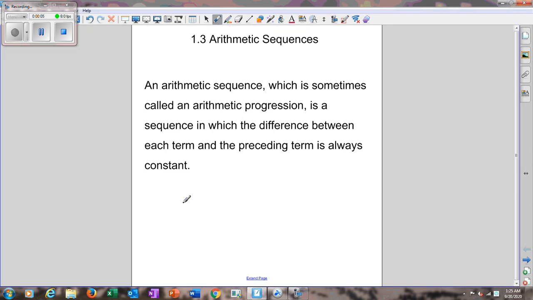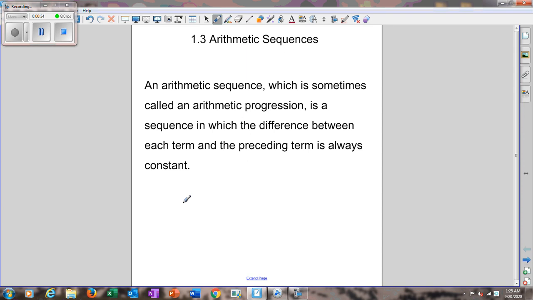Okay, today we are learning a new section. We're learning 1.3 arithmetic sequences. So we've actually seen arithmetic sequences already. We just didn't realize it yet. An arithmetic sequence, which is sometimes called an arithmetic progression, is just a sequence in which the difference between each term and the preceding term is always constant. This means that we're adding the same number to it each and every time.